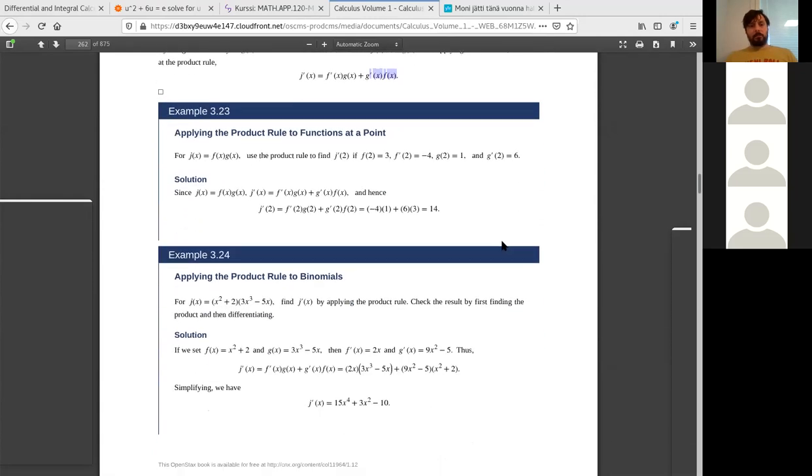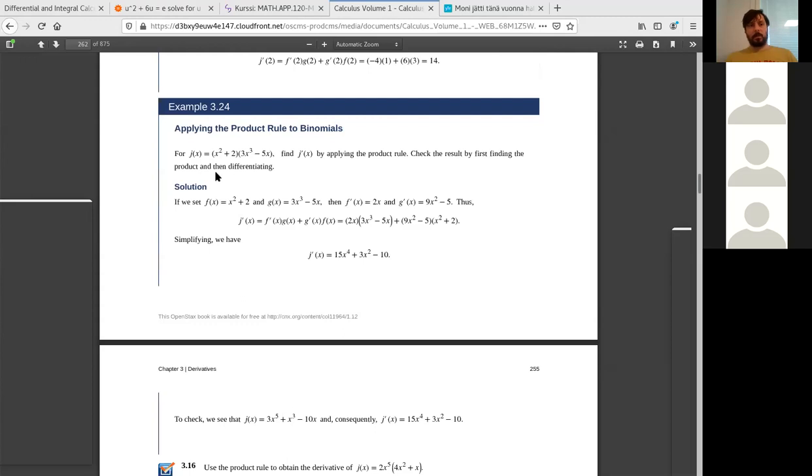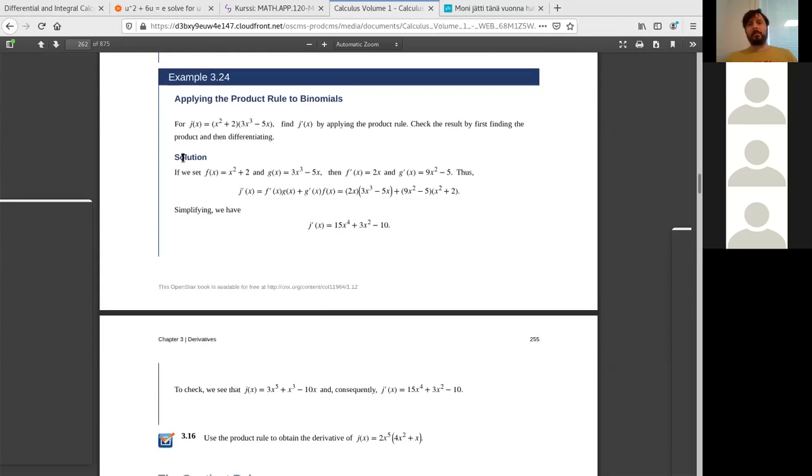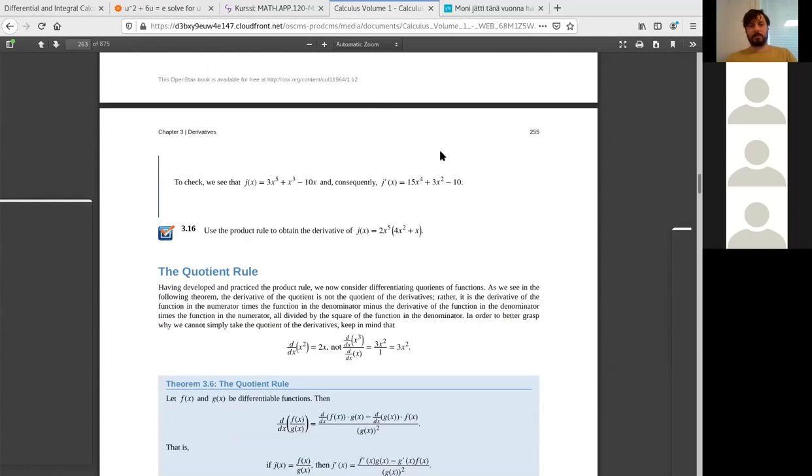That's the product rule. Here were binomials, but it really makes very little sense applying it to polynomials, because with polynomials you can just write them out and find the derivative in parts.